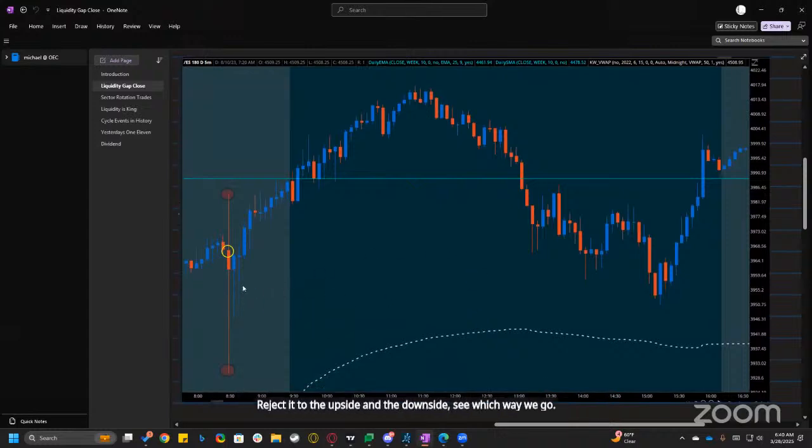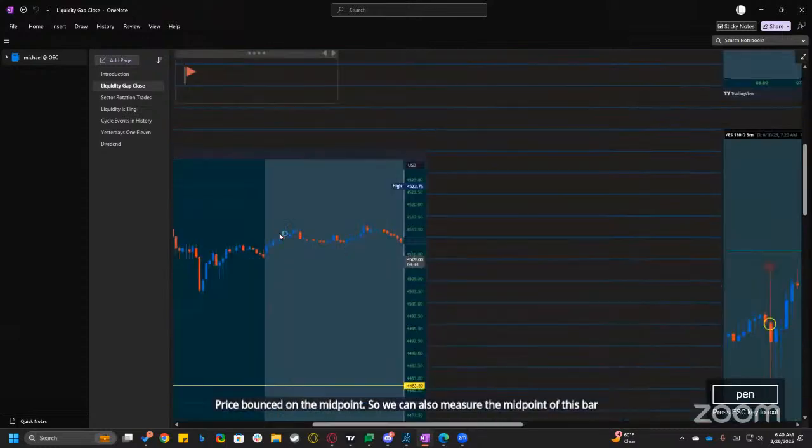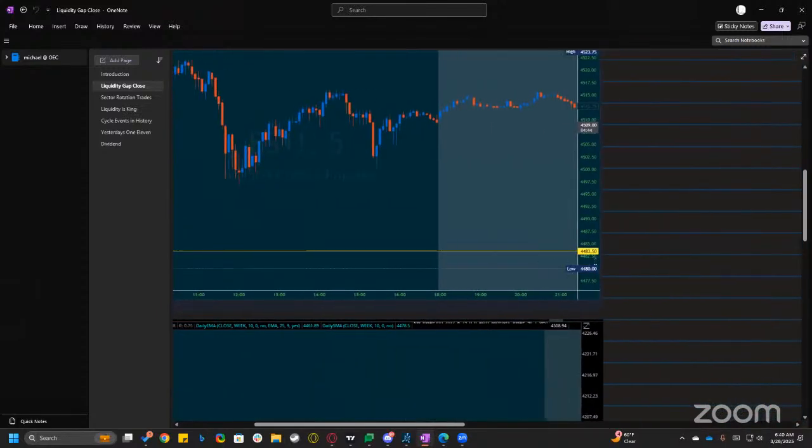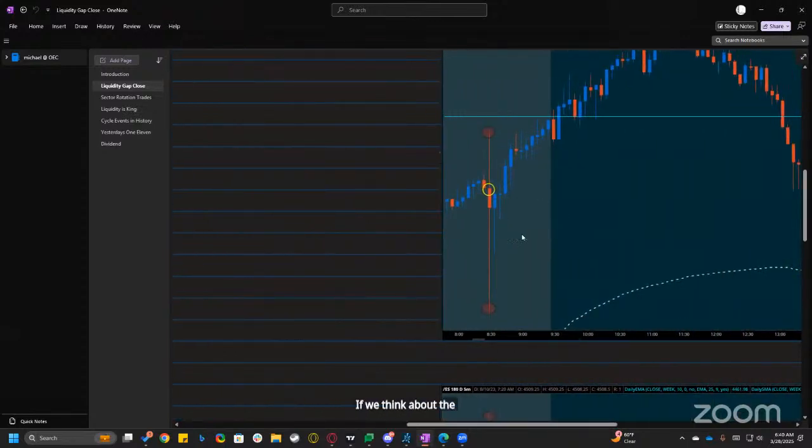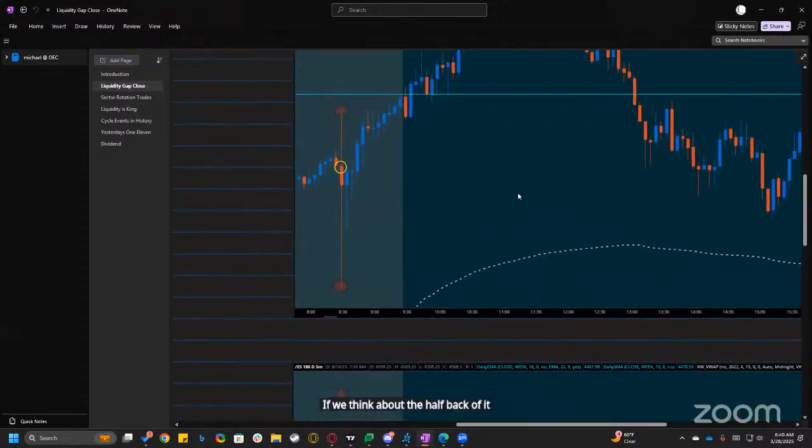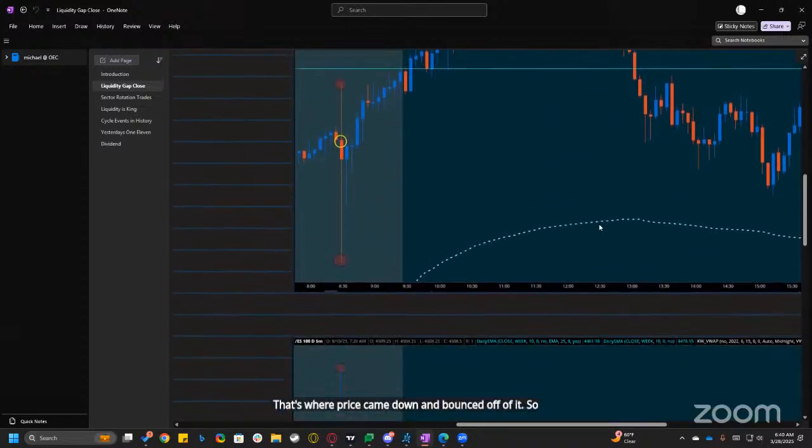Price bounced on the midpoint, so we can also measure the midpoint of this bar. If we think about the half back of it later in the day, that's where price came down and bounced off of it. So there was a response there too.